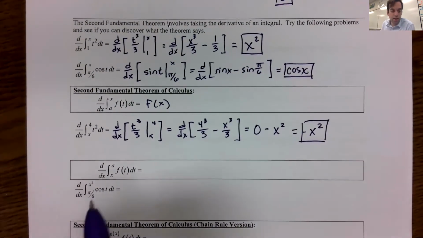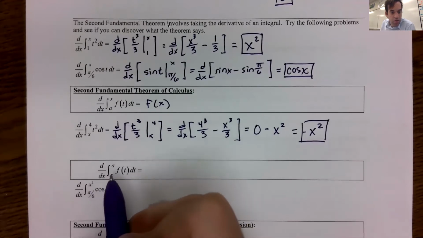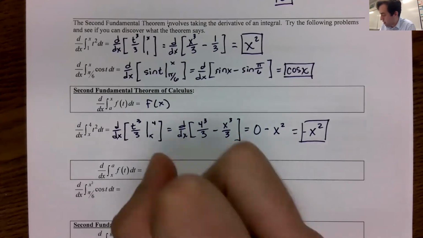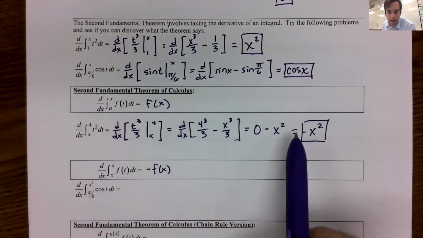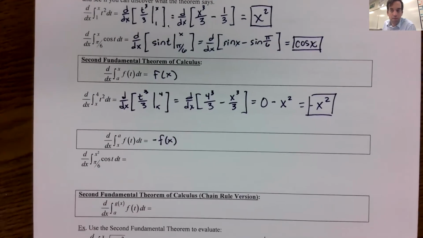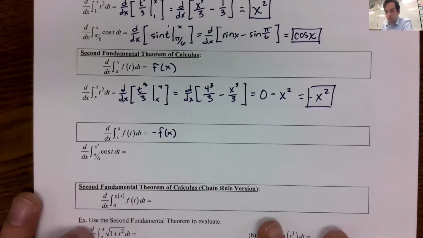So all that means is that if the x is the lower bound instead of the upper bound, and the upper bound is just a constant, and we're taking the derivative of the integral, the answer is going to be negative f of x. As you see, t squared became negative x squared. It's just like if you flip the bounds of your integral. We had a property last lesson that said that it's just negative of the regular integral with the bounds flipped. So let's try this one now.